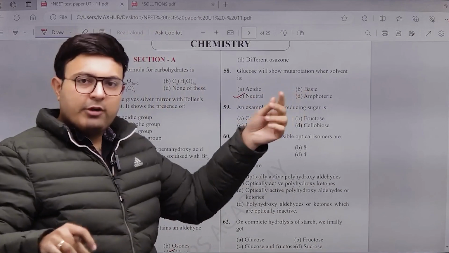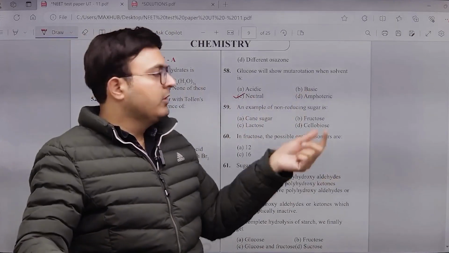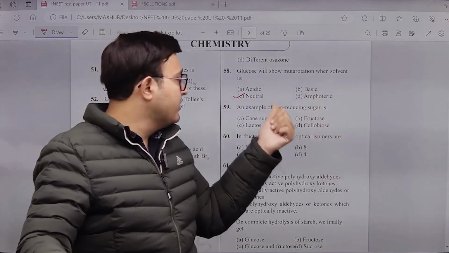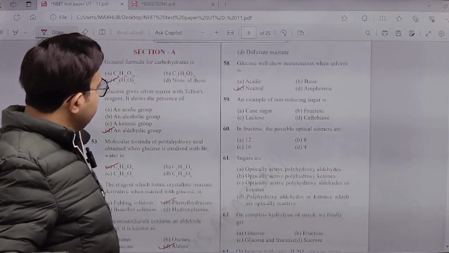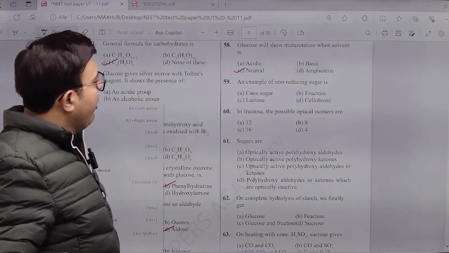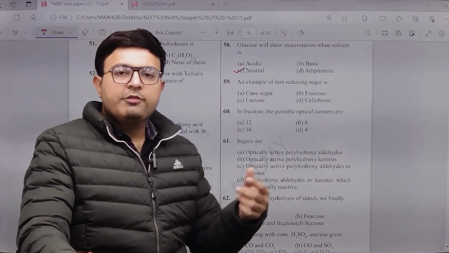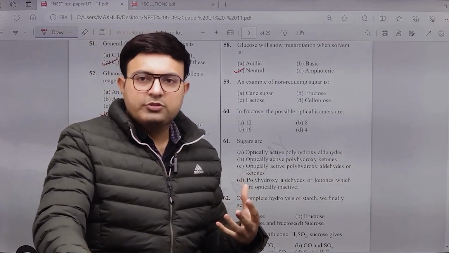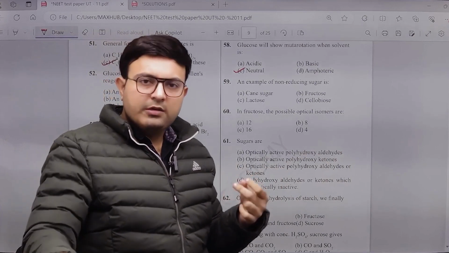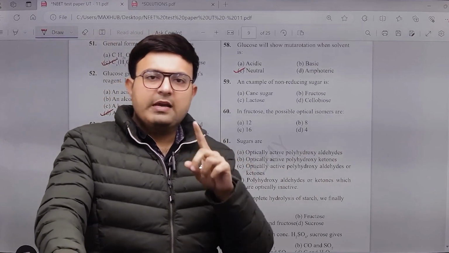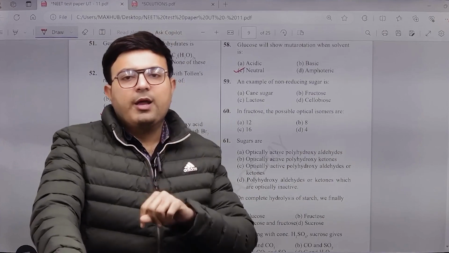What is meant by amphoteric? It is both acidic and basic. So it will still show the properties of acid and base. So we'll go for neutral. Next is, an example of a non-reducing sugar is. Okay, so you have to tell which among them is a non-reducing sugar. A reducing sugar is one which has at least one anomeric carbon free and available.